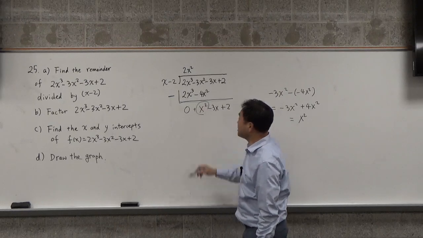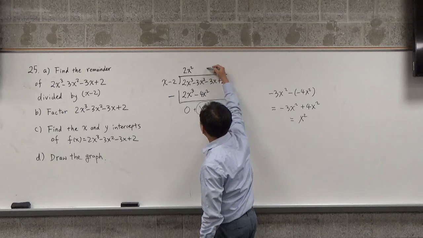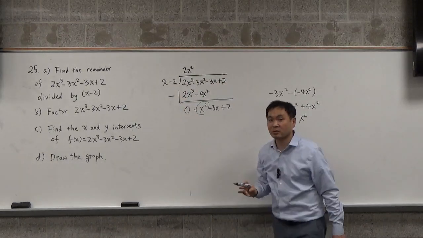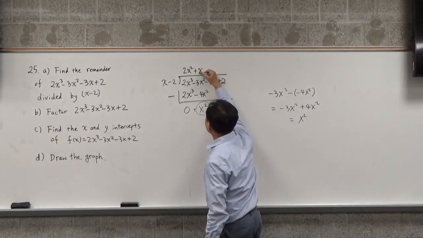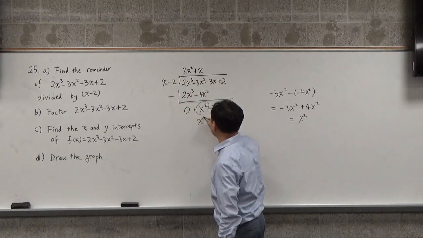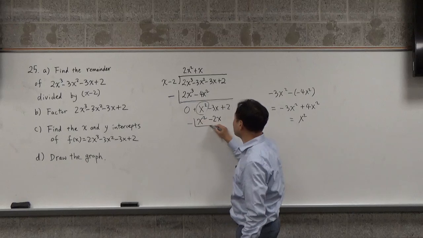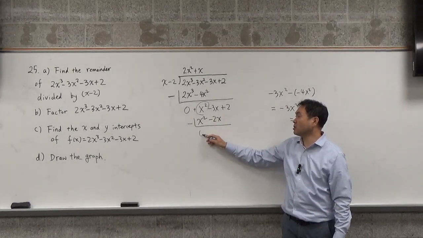Now the leading term is x squared. So you try to find the missing thing again. What times x gives you x squared? X, right? So you put plus x. X times x is x squared. X times negative 2 is negative 2x. Subtract. Again, x squared minus x squared is 0.